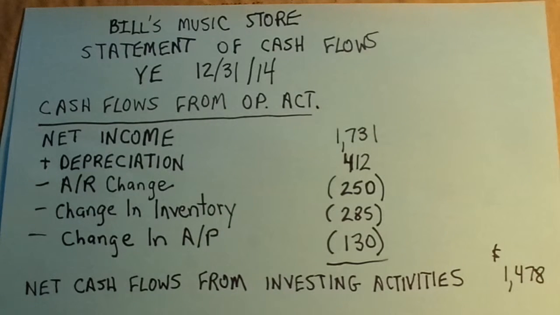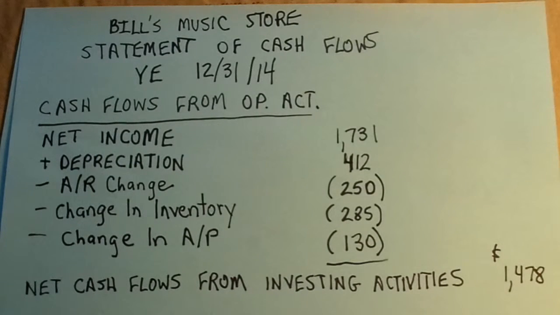Now look at the three accounts that I told you to look at from the balance sheet earlier. Look at how we're representing them here. The change in accounts receivable was a positive change, and so we had to subtract it here. We subtract $250 from net income. Inventory was a positive change to a current asset, and so we subtracted that as well for $285. Accounts payable was a negative change, and as a result we subtracted that for $130.